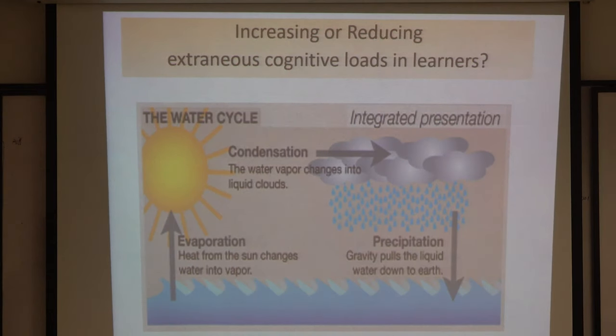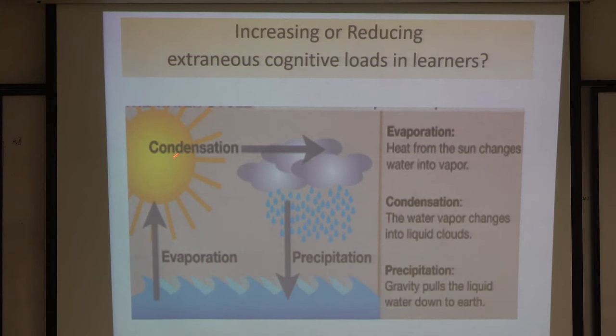So, question now. Ladies and gentlemen, put up your hand. Are we increasing or reducing extraneous cognitive load in learners if we have this water cycle, with the description of condensation, water vapor changing into liquid cloud, precipitation? High cognitive load or low cognitive load? Relative to another one: evaporation, condensation, precipitation. Now what's going on over here? Comparatively, is this high or low cognitive load? High? Put up your hand, high. Low? Anyone say this is low? High, okay. So, back again.